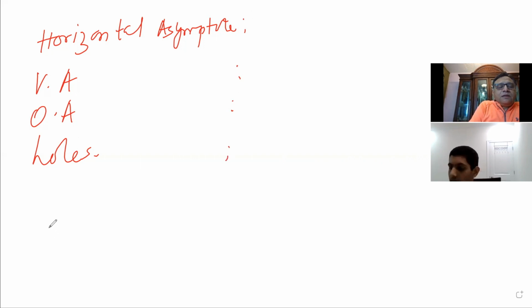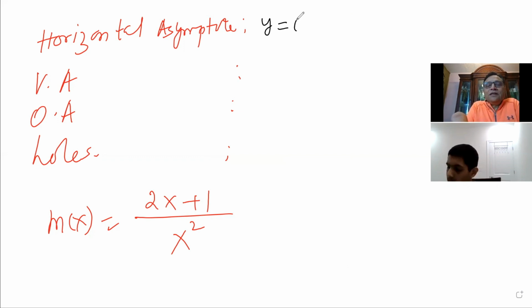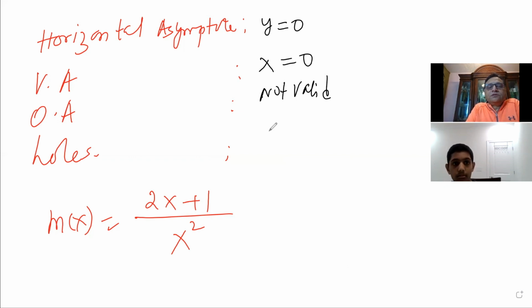So example: m of x is 2x plus 1 divided by x squared. Tell me, what is the horizontal asymptote for this particular function? Horizontal asymptote is y equals 0. Yeah, y equals 0, correct. Vertical asymptote, x equals 0, correct. Oblique asymptote, not valid. Holes, none.